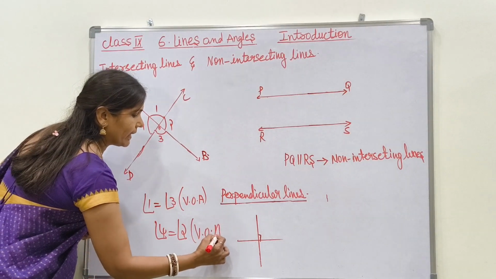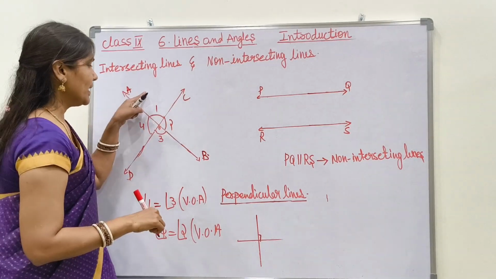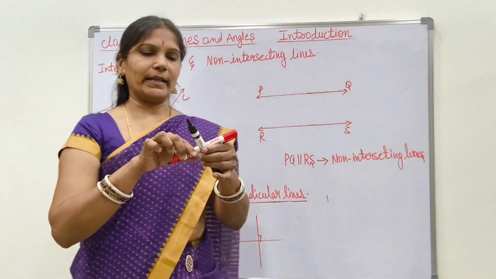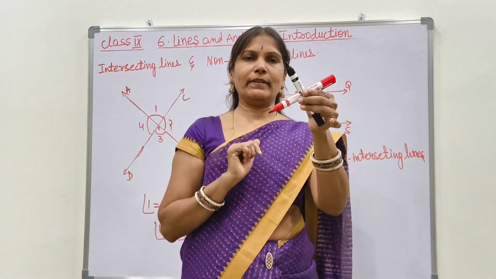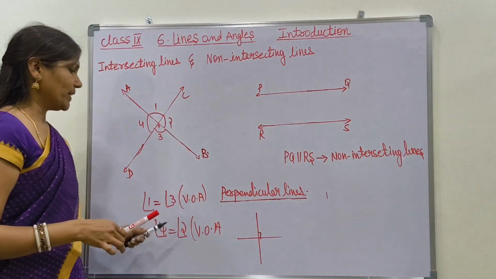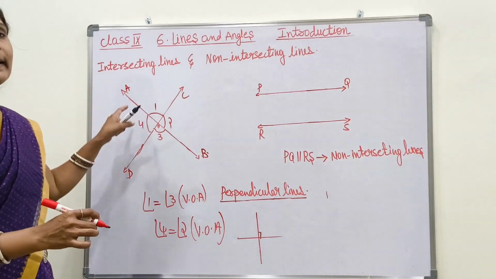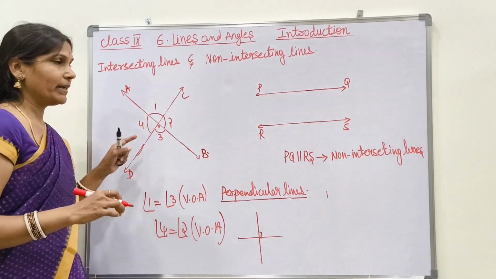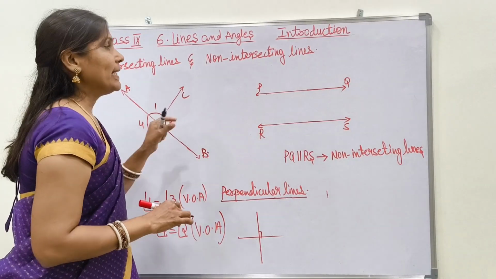Both are equal angles. This is 30 means this is also 30. This is 40 means this is also 40. This is 70 means this is also 70. So in vertically opposite angles, you will get the same degree. Again this is equal to this. So vertically opposite angles are equal. So these are called intersecting lines. The lines meet at one point. Here four angles will form. These vertically opposite angles are equal.